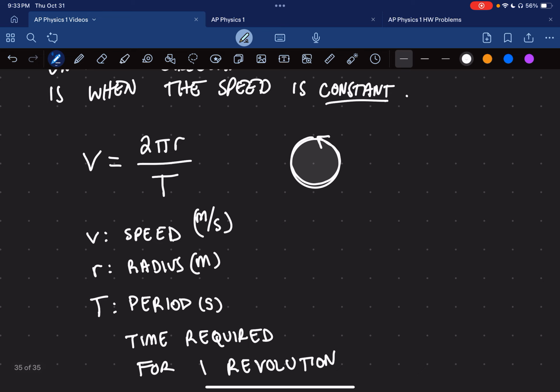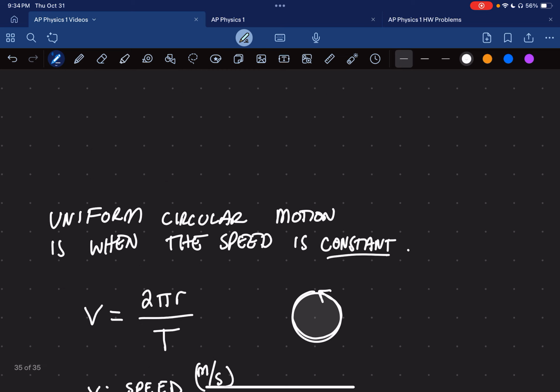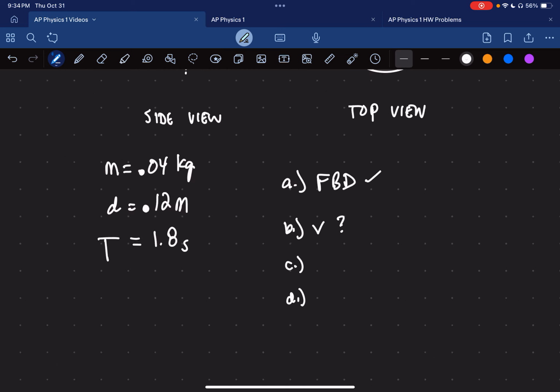So this equation makes a lot of sense if you know the basic equation for speed is distance over time. The distance, let's think about the coin. The distance that the coin travels here is the circumference 2 pi r of the circle. And the time it takes to do this, well, that's the period. It's the time it takes for one revolution. Cool. And so we can use this.